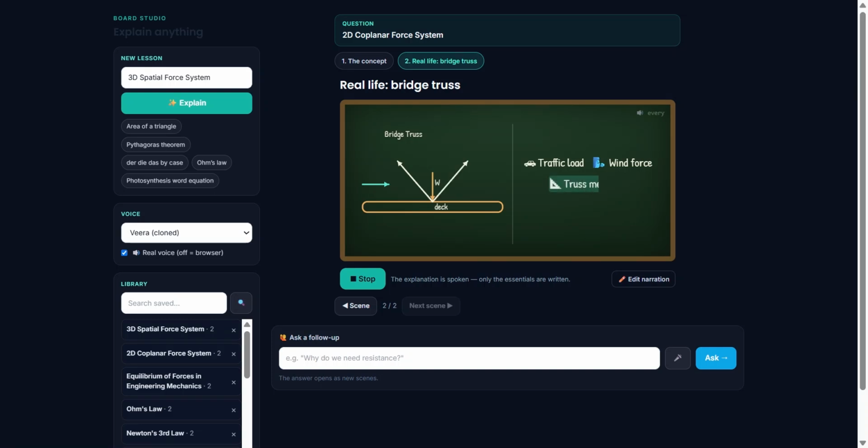By resolving every member force into components and summing them, engineers check that the resultant at every joint is zero, meaning the bridge stays in perfect equilibrium and nothing moves.